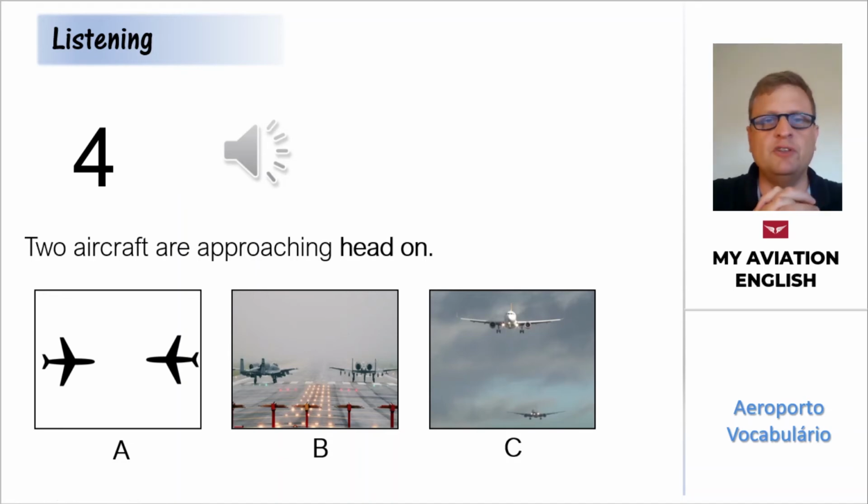2 aeronaves estão se aproximando de frente. Opção A, ok? Parece que é a opção C, né? Because they are approaching. 2 aircraft are approaching. But they are approaching head-on, ok? Estão se aproximando de frente. Tá?